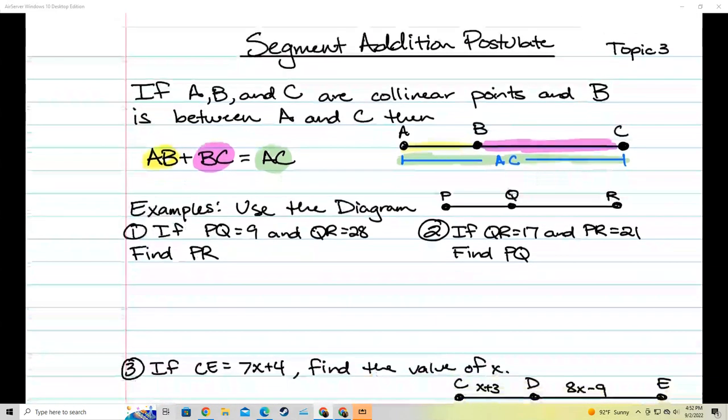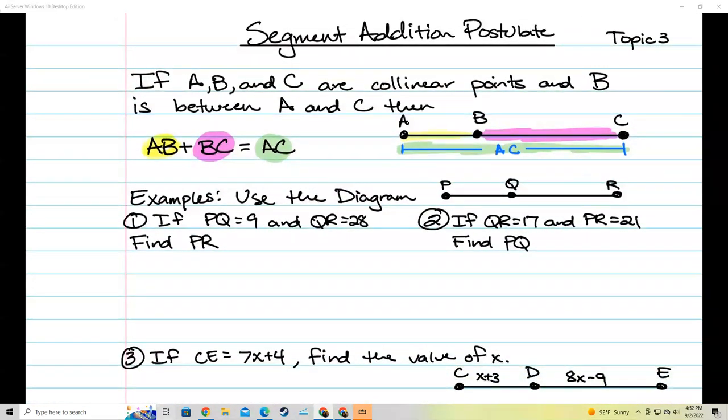Okay, so let's use the diagram. We're going to be using this picture to answer question 1 and question 2. If PQ is equal to 9 and QR is equal to 28, find PR. All right, so I'm going to color code these again. The first little section is PQ. PQ, they told me, was 9. The next section is QR. QR, they told me, was 28.